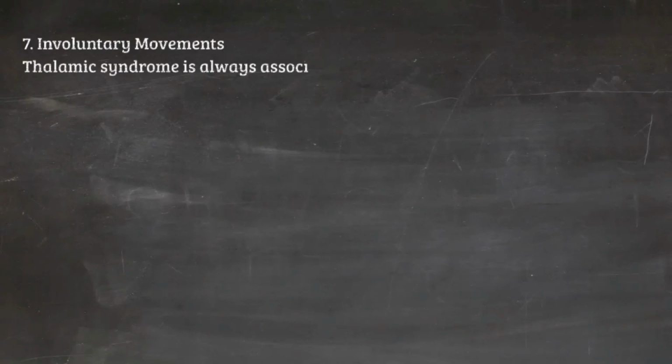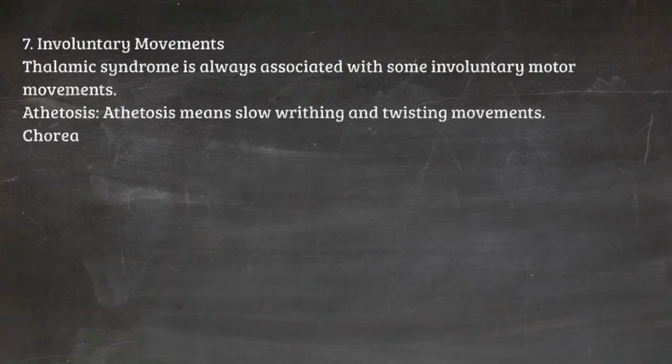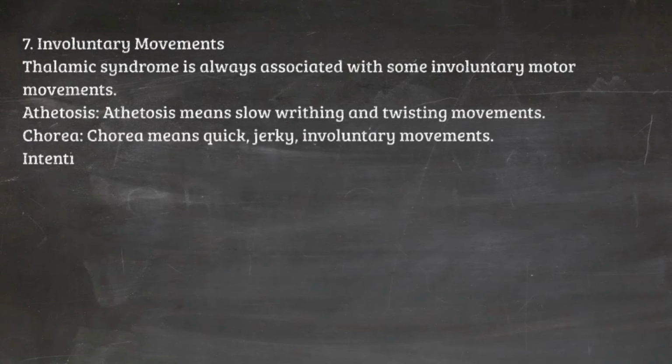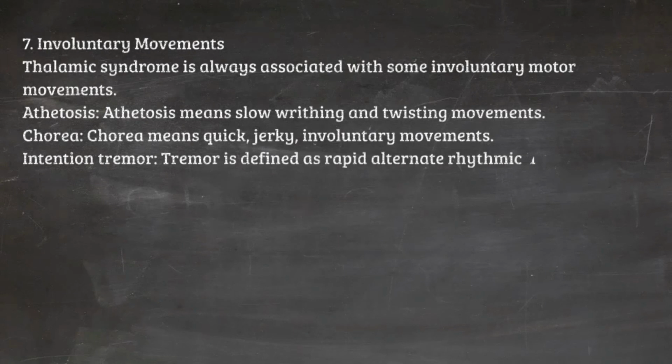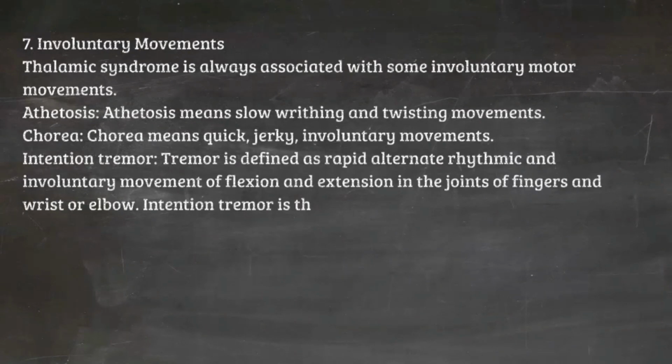7. Involuntary movements. Thalamic syndrome is always associated with some involuntary motor movements. These are athetosis, which means slow writhing and twisting movements. Chorea means quick, jerky, involuntary movements. Intention tremor. Tremor is defined as rapid, alternate, rhythmic, and involuntary movements of flexion and extension in the joints of fingers and wrist or elbow.